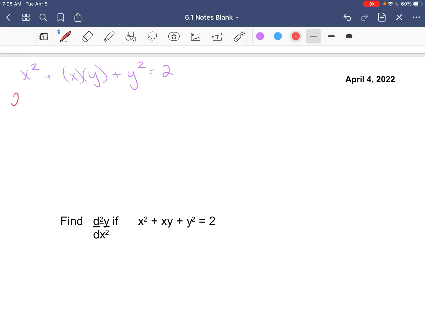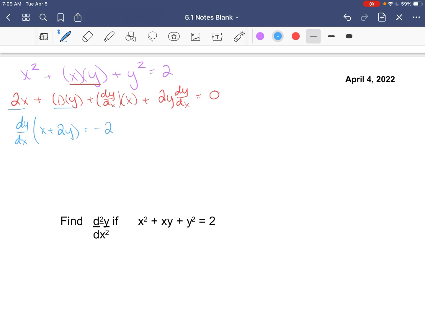Taking our derivative, x squared is 2x, plus we have a product rule right here. Derivative of x is 1 times the second, plus derivative of the second times the first, plus derivative of y squared is 2y dy/dx, and derivative of 2 is 0. So we're going to move our non-dy/dx stuff to the other side, and at the same time take out a common factor of dy/dx, leaving me with x plus 2y. That's equal to negative 2x minus y.